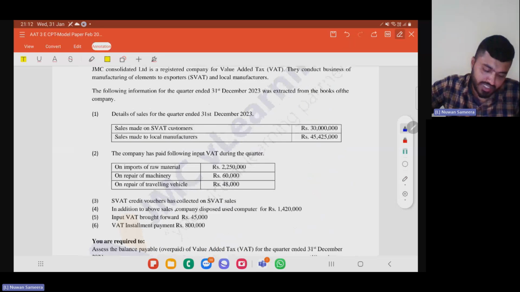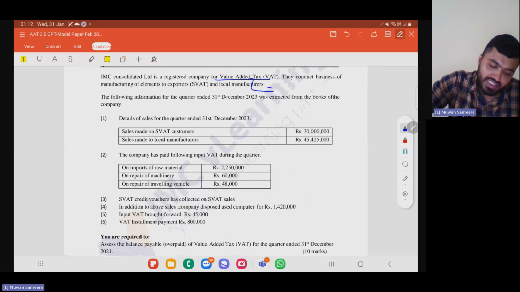JMC Consolidation Limited is a company registered for VAT. Then what is the registration limit for VAT? Please keep in mind, don't apply the new rate. The threshold is what? Per quarter 20 million, per annum 80 million, right?